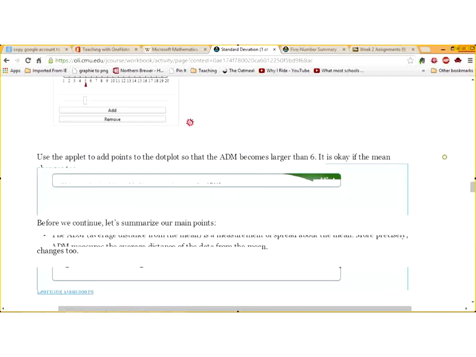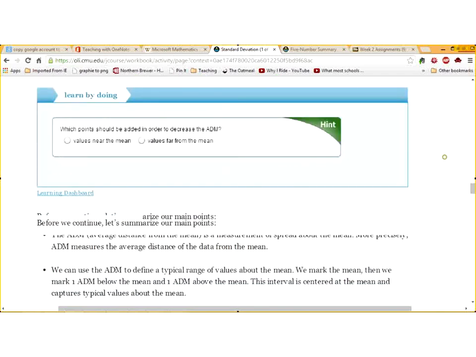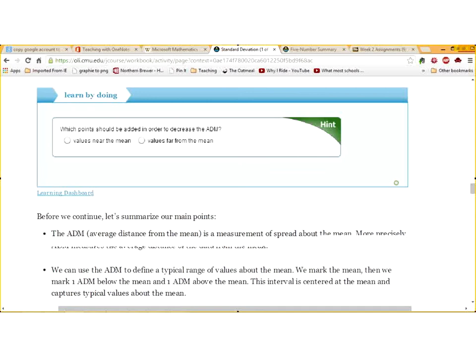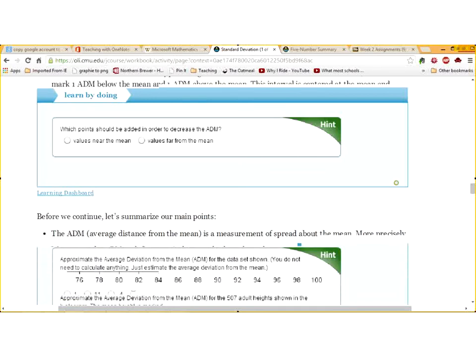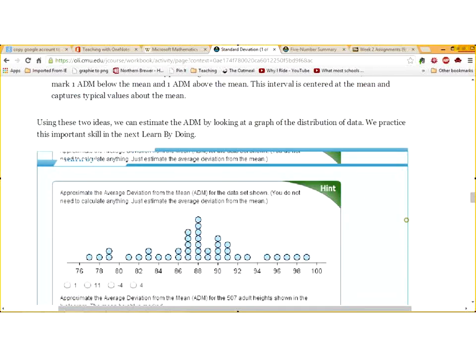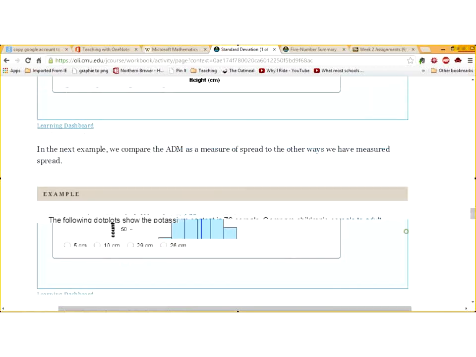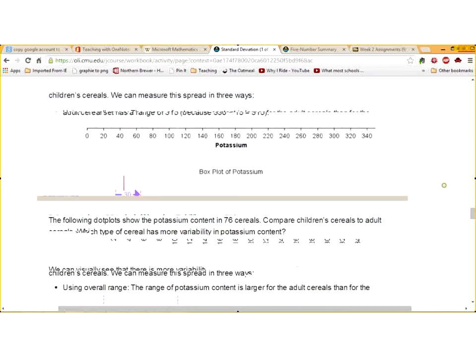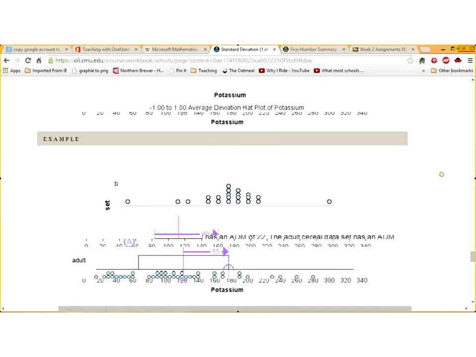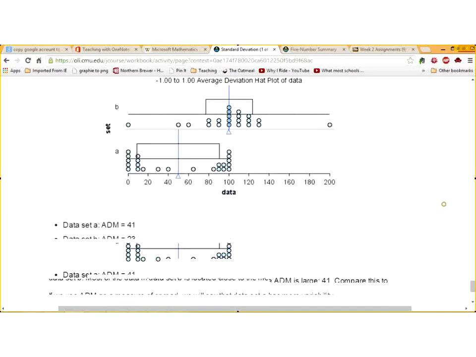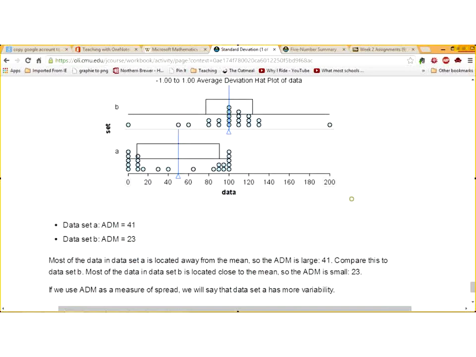I'm not going to spend a lot of time on this, on the average deviation from the mean. You can go through this page, and there's maybe 1, maybe 2 questions on the checkpoint. There's none on the quiz, and there's none on the test. It's not a very commonly used measure of variability. We're actually going to use the one on the next page. Yeah, so all of this is on average deviation from the mean.